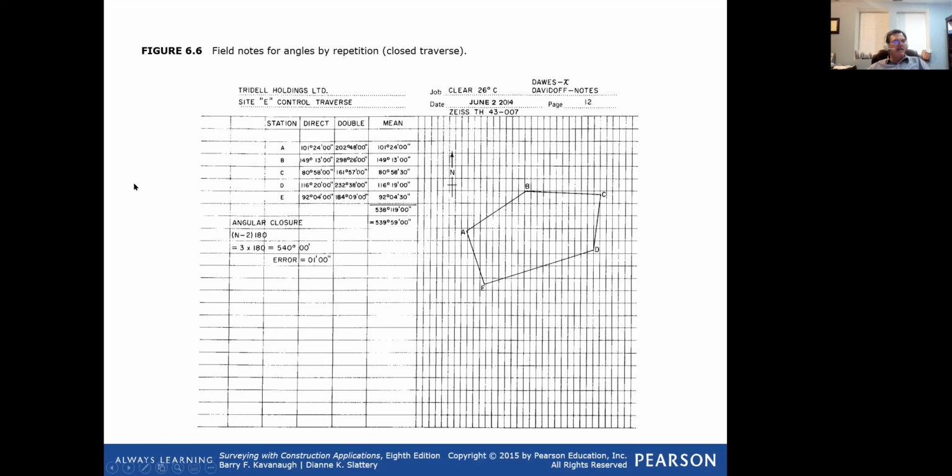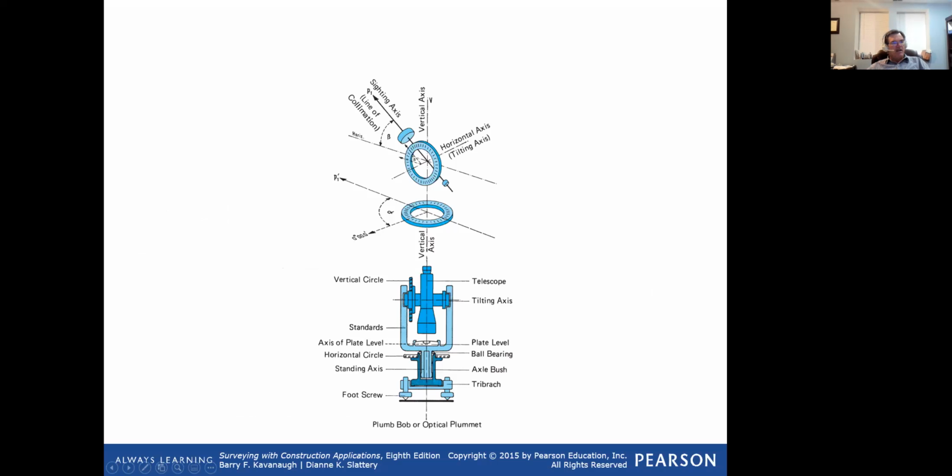Here's where the slide was where I was talking about adjusting your angles. And I'm not going to repeat everything, but this is where you came up short on each one of these angles and you'd have to add them on. I wanted to point out here that this is the way an instrument is built.